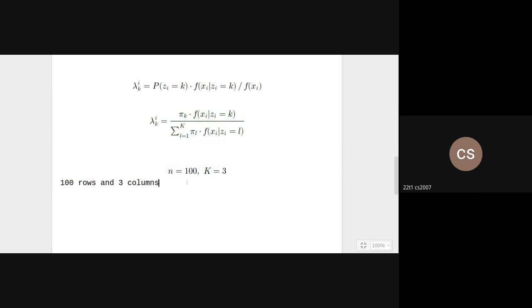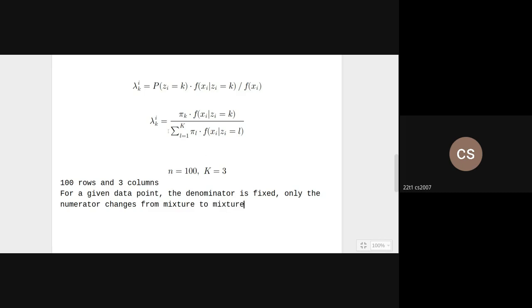If I write it down, for a given data point, the denominator is fixed. Only the numerator changes from mixture to mixture. You get that? So the denominator is fixed. It's a summation over all mixtures. But the numerator will keep changing from one mixture to the other. So for one data point, you need to compute the evidence once, and then you have to enter the inner loop and start computing the mixture-wise probabilities.